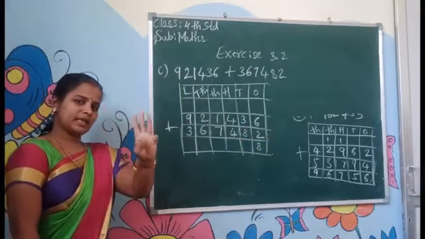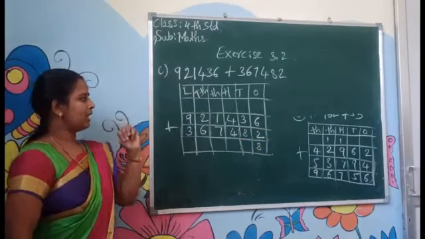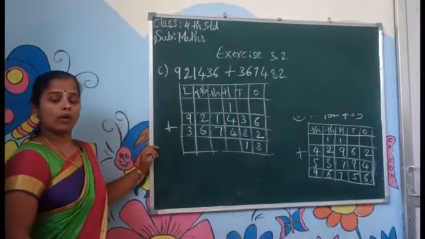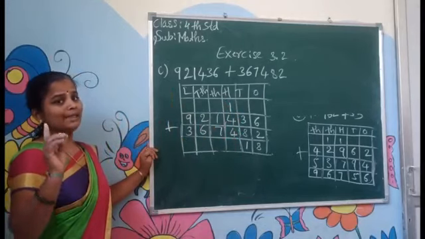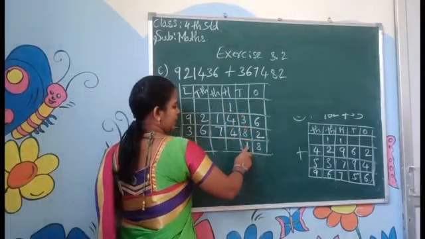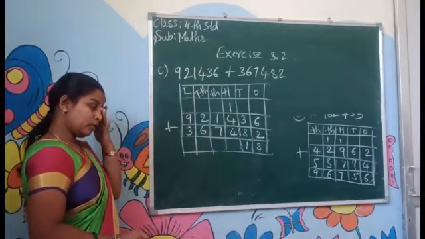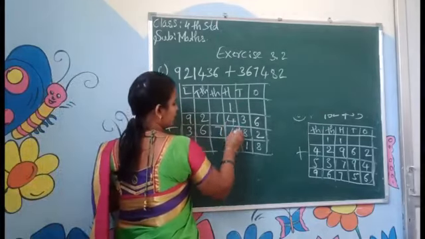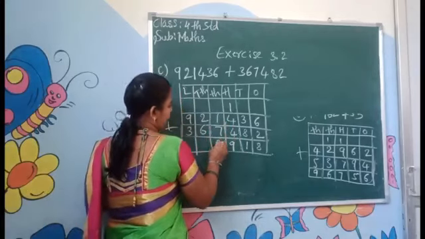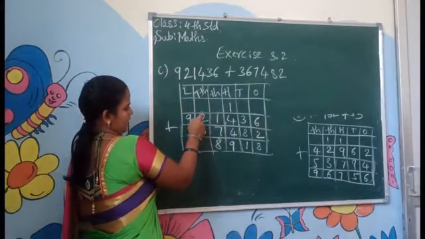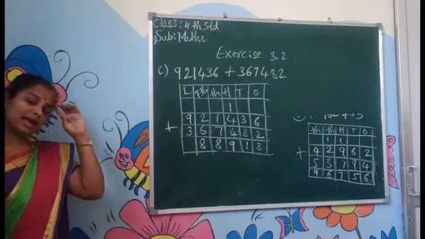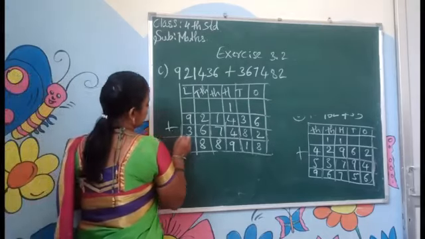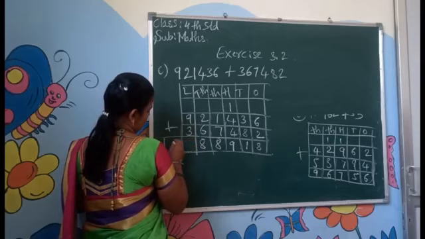8 in the mind, 3 in the hand: 8, 9, 10 and 11. Here 11 means 110. Okay, you have to write here in the tens place 1 and put the carryover in the 100 place. 4 plus 4, 8, 8 plus 1, 9, 7 and 8, 6, 7, 8, 9. 9 in the mind, 3 in the hand: 9, 10, 11, 12. So here we need one more place. Okay, it is 12.